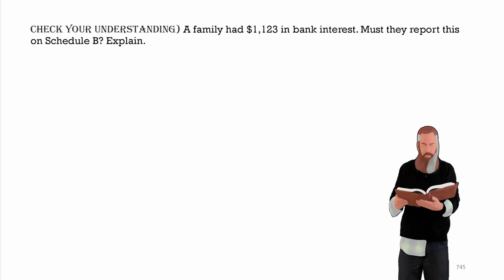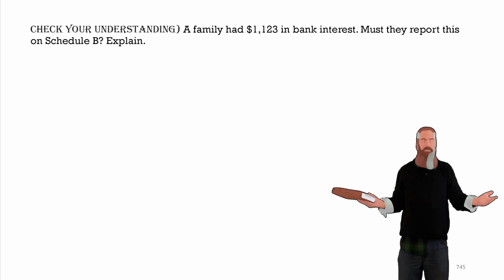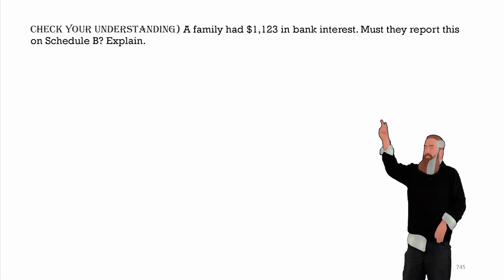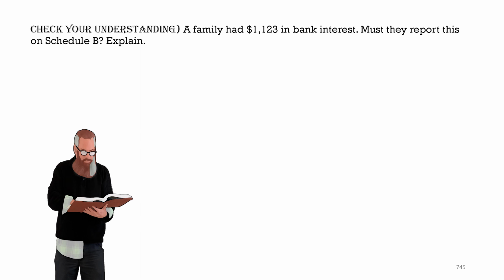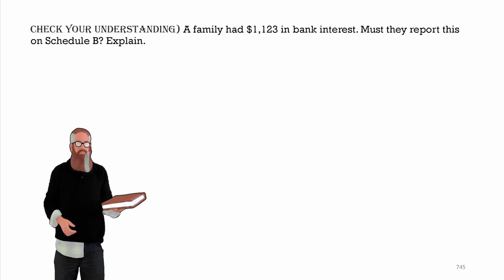Let's check our understanding of this. A family had $1,123 in bank interest. Must they report this on the Schedule B? Well, since $1,123 is less than $1,500, there's no need for a Schedule B.